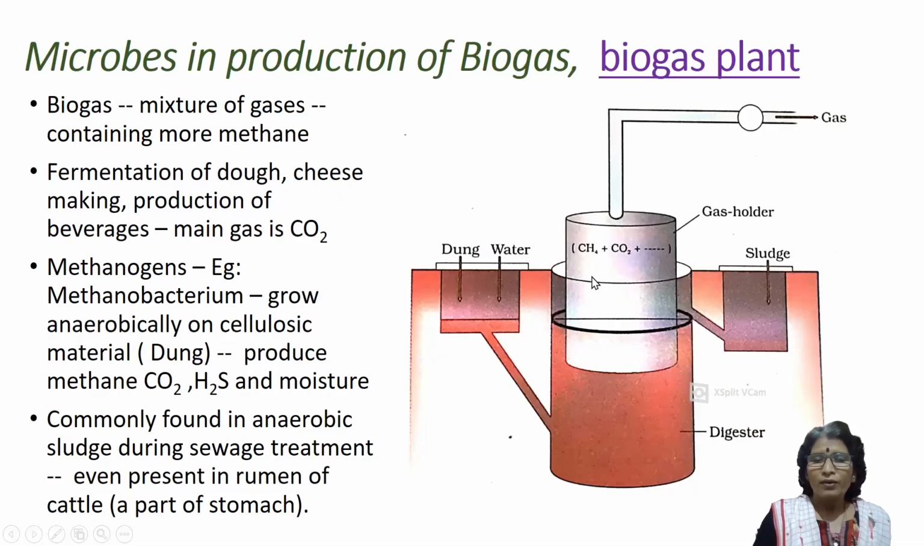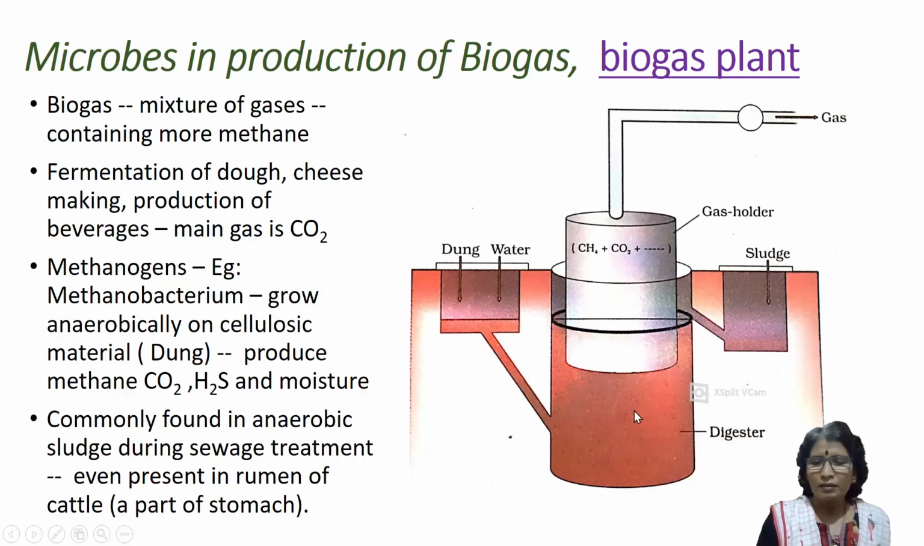Underground, below the earth level, we have to dig a large pit. The pit size may be 14 to 15 feet. This pit is connected to two chambers. Through this chamber, we add bio waste, dung and water. In this tank, you have to mix the three: bio waste, dung and water, and make a gravy-like slurry. This slurry passes through this pipe and enters into the main digester, the main tank.